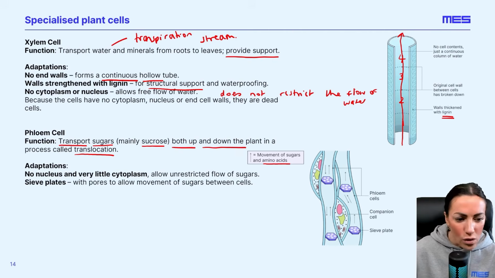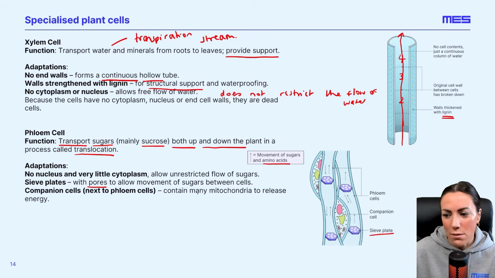The end walls, they do have end walls, unlike the xylem cells, but the end walls are perforated. They have little holes in them. We actually refer to them as sieve plates. And because the sieve plates have little holes or little pores in them, it allows the sugar to move more easily from phloem cell to phloem cell. Next to the phloem cells, you can see one here, you have what we call a companion cell. So they sit next to the phloem cells and they contain many mitochondria to actually provide energy for the phloem cells themselves.